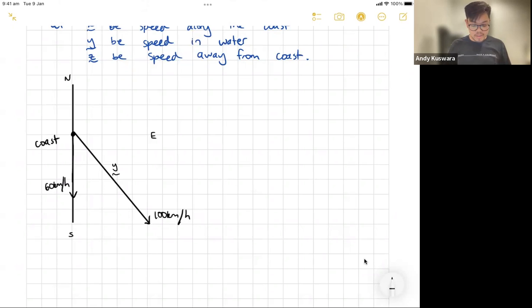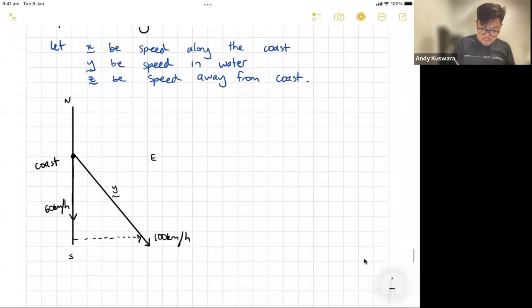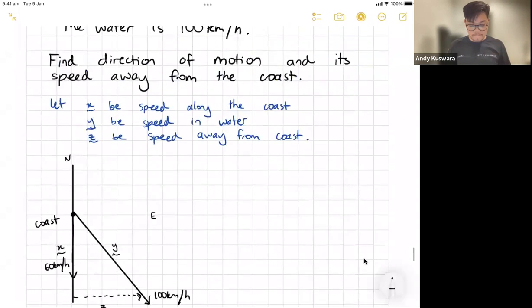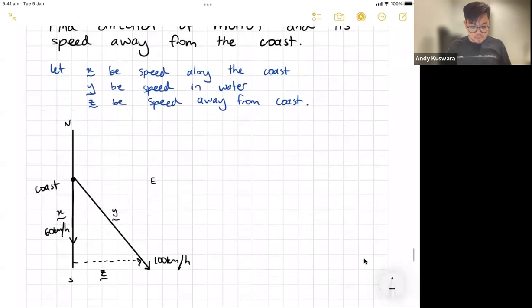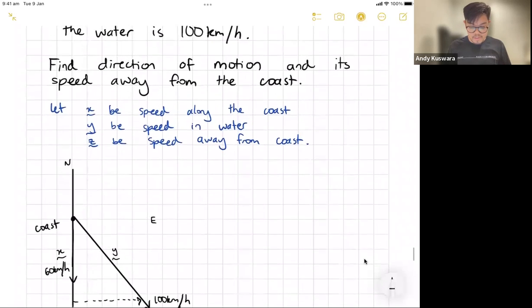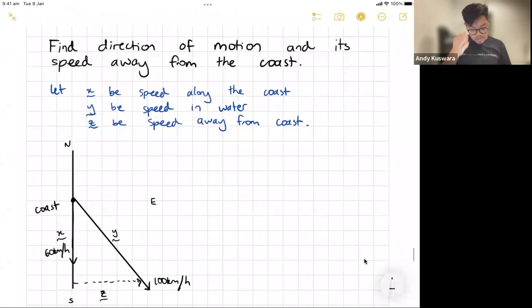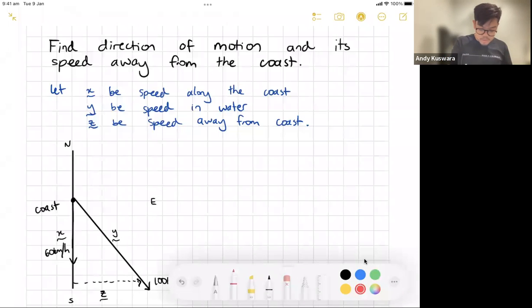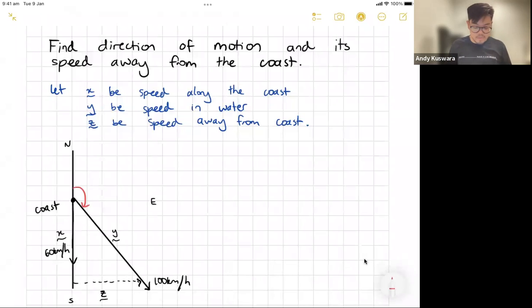Okay, and I should have said along the coast would have been X. So this is vector X going down this way. And then the last one here, the speed away from the coast, that's going to be my vector Z. Now what we will want to find is, it says we want to find the direction of motion. So the direction of the motion is technically this guy here. If we're talking about from north, we're talking about that.